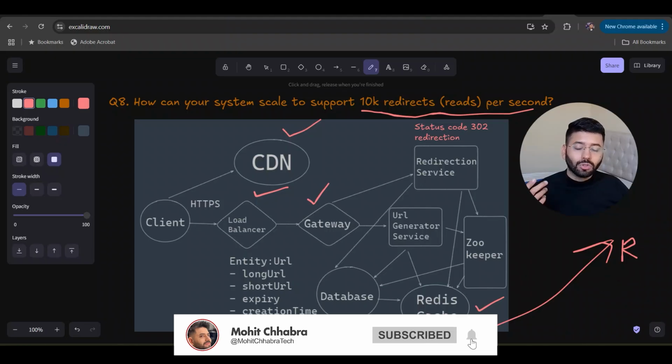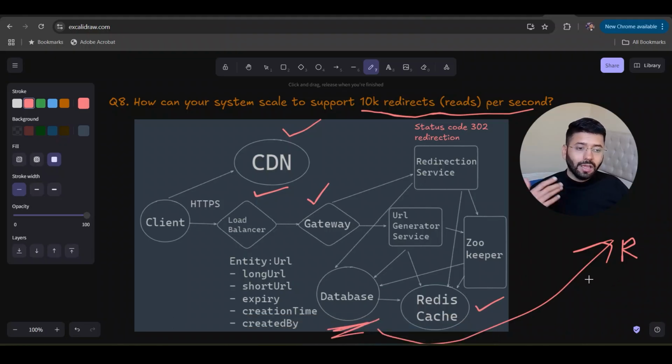Then we can also talk about partitioning in the database. We can do sharding in the database, and another thing that can be done is indexing. So when a query is made to the database, it can be made fast using indexing. All such things can be done to handle the high load on the system. So this was my answer. Now let's see what feedback I received on this.